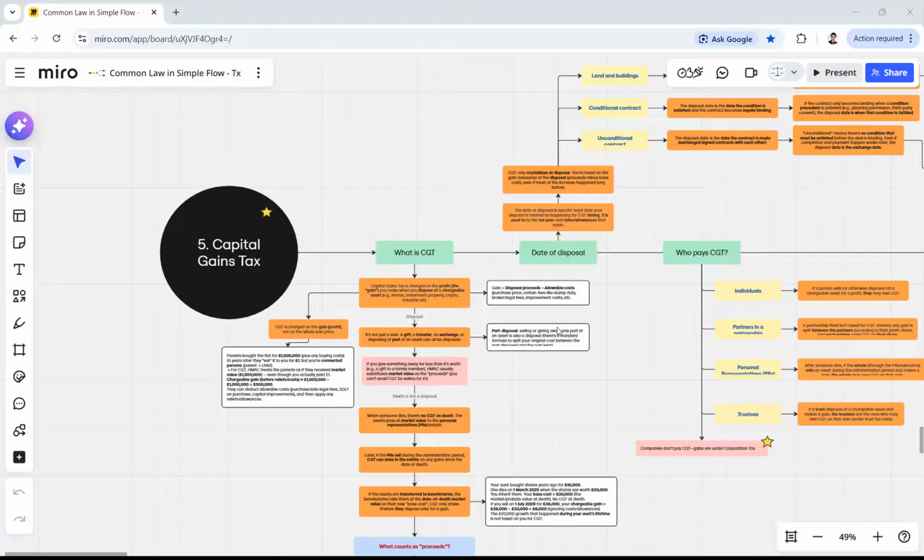Today we are going to talk about capital gains tax. What is CGT? Capital gains tax is charged on the profit, the gain you make when you dispose of a chargeable asset, for example, shares, investment, property, crypto, valuable art.